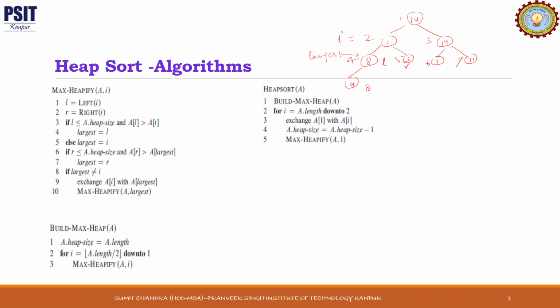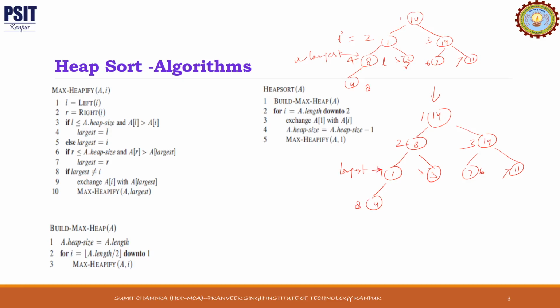Then we'll compare largest and the right child. So 8 and 3 are compared. Since 8 is greater, largest will not change. And finally we'll check whether largest is equal to i or not. So largest is not equal to i, so we'll exchange i and largest. So finally after exchange, we'll get 14, 8, 1, 4, 3, 19, 7, 11, 1, 2, 3, 4, 5, 6, 7, 8. So this was our largest.